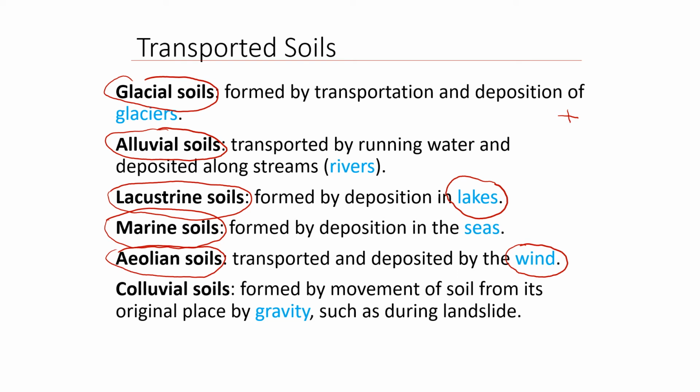And the last type of soil on this slide is colluvial soils. So everything formed by movement of soil because of the gravity. We have lots of colluvial soils on slopes, along major routes and roads.